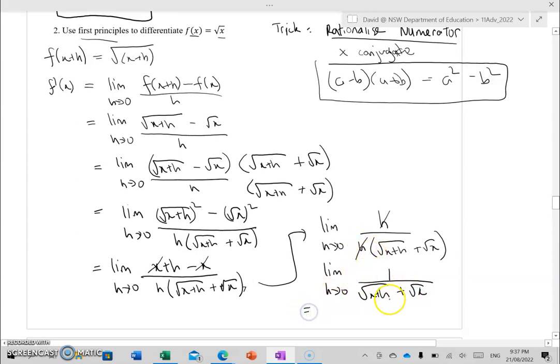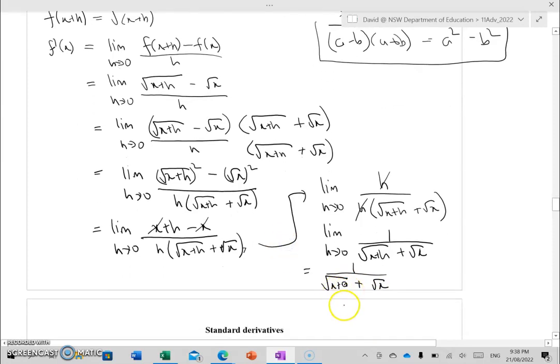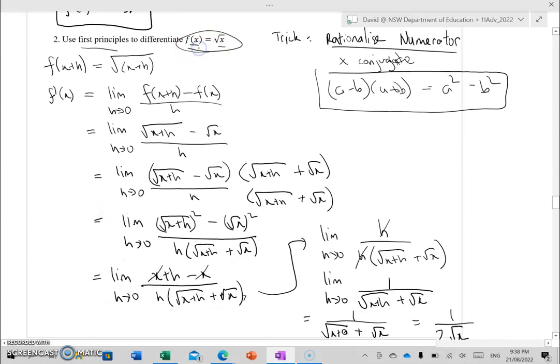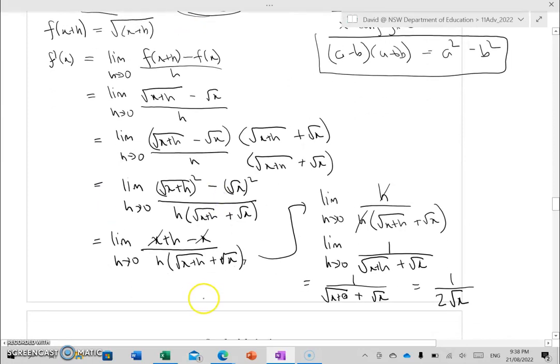So now we can substitute in h as 0. Let's see what we get. We get 1 over root x plus 0 plus root x. Now x plus 0 is just x. So that's just a root x plus another root x. So when you simplify that, that's going to be 1 over 2 root x. So if you want to know what the derivative of root x is, it's 1 over 2 root x. So let me just write that a bit clearer. Therefore, f dash x equals 1 over 2 root x.